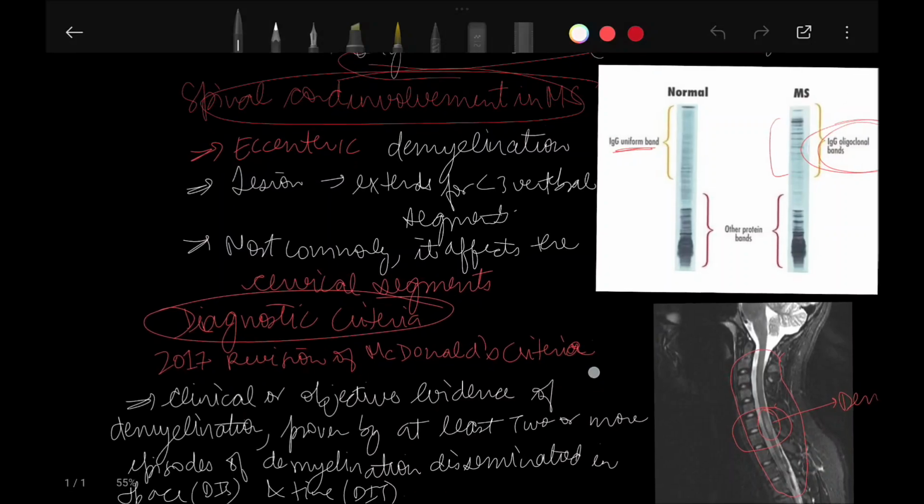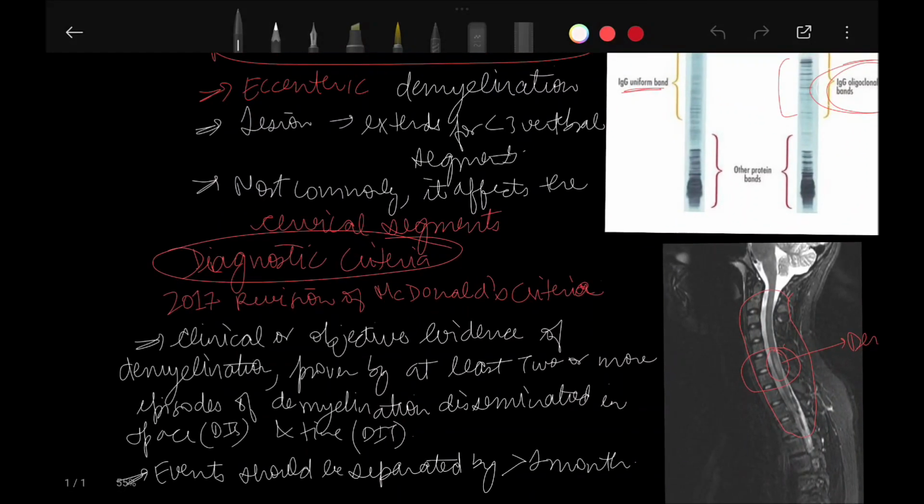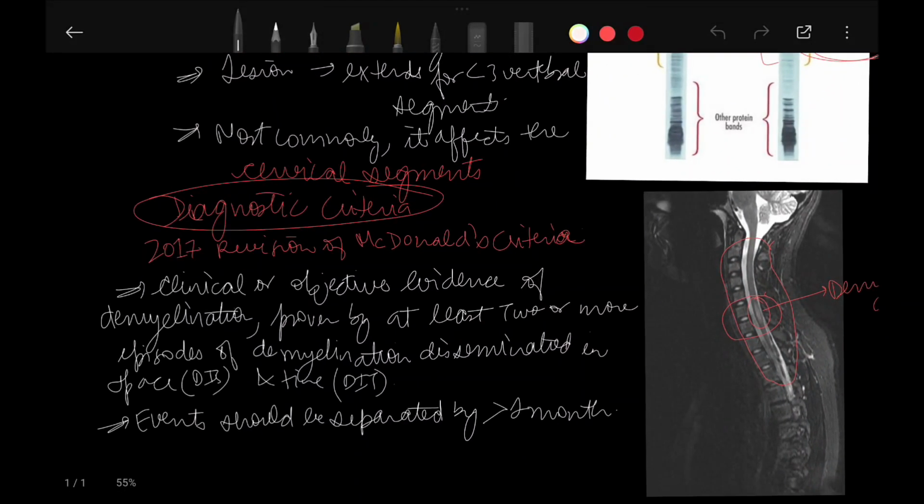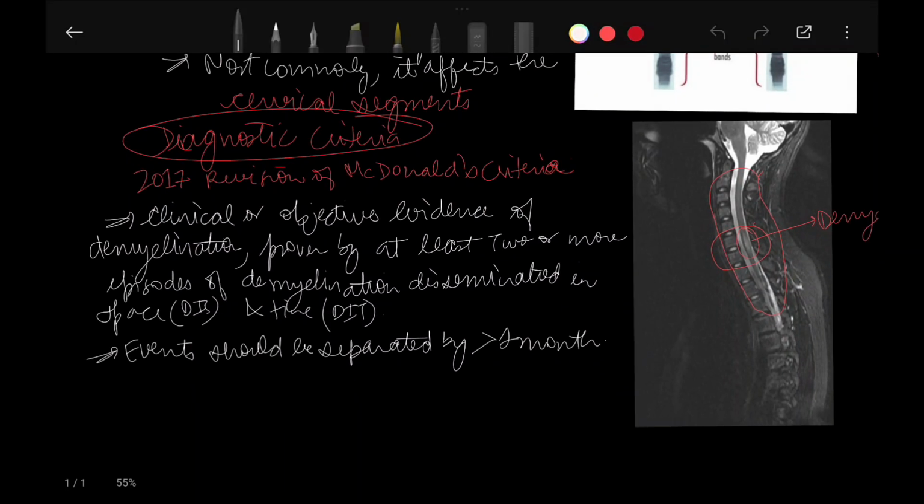Okay, so now coming to the spinal cord involvement in multiple sclerosis, there is eccentric demyelination in this case, and the lesion extends for less than 3 vertebral segments. Most commonly it affects the cervical segments. Diagnostic criteria, according to the 2017 revision of the McDonald's criteria: clinical or objective evidence of demyelination proven by at least 2 or more episodes of demyelination disseminated in space and time.